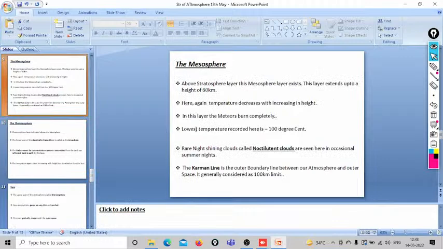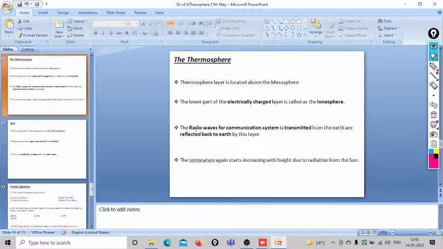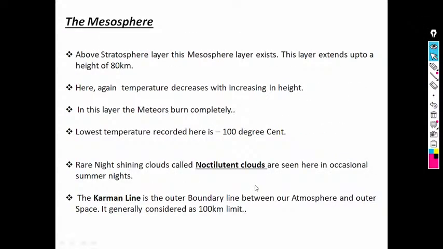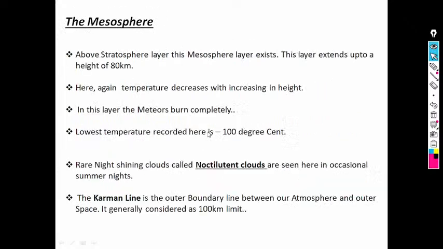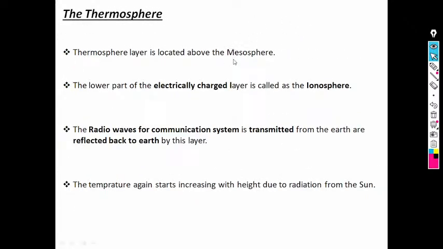Okay, so it is clear now. This is 100 kilometer, generally considered as the 100 kilometer limit. Then next, we'll see the thermosphere. The thermosphere layer is above the mesosphere. Above the mesosphere, it is located.